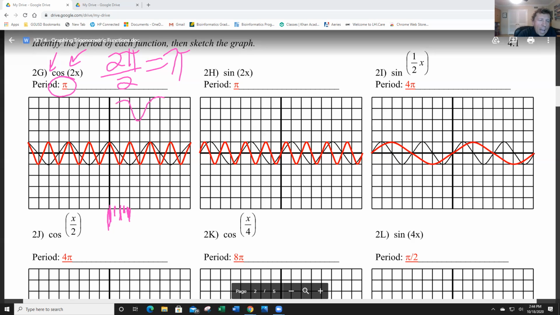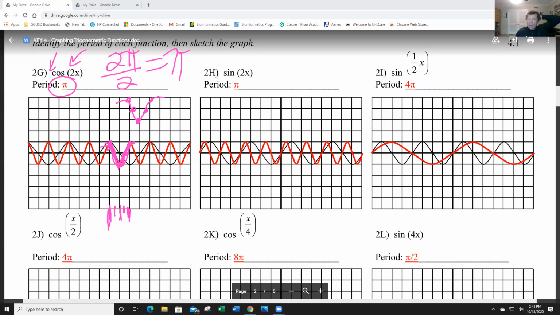Okay. Maximum, midline, minimum, midline, maximum. Here we go. Maximum, midline, minimum, midline, maximum. Look at that. See how it's the same shape, but it's compressed. We got a compression in there. Okay. And of course, it repeats itself.